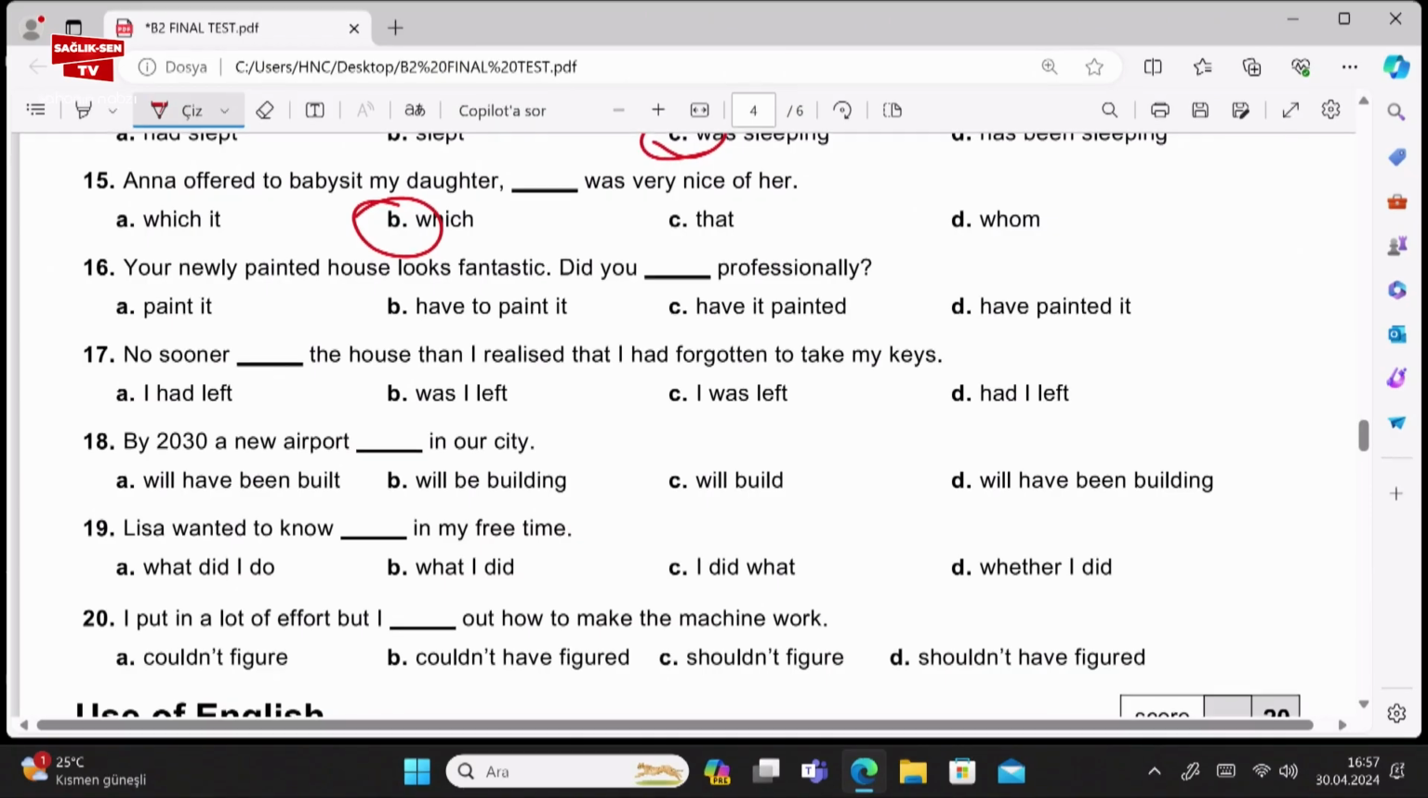Your newly painted house looks fantastic. Did you blah blah professionally? In this case, we're talking about causatives, making someone else do our job. So A is the incorrect one. Have to paint it is actually a modal. Have it painted and have painted it. The correct answer is did you have it painted professionally?